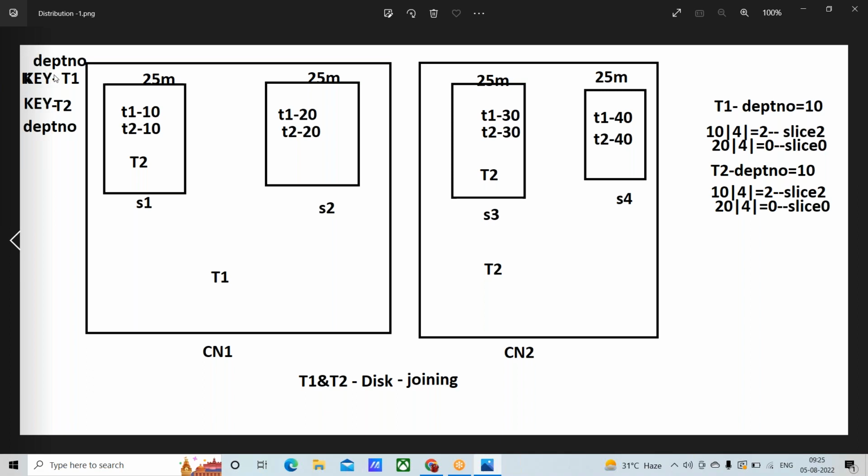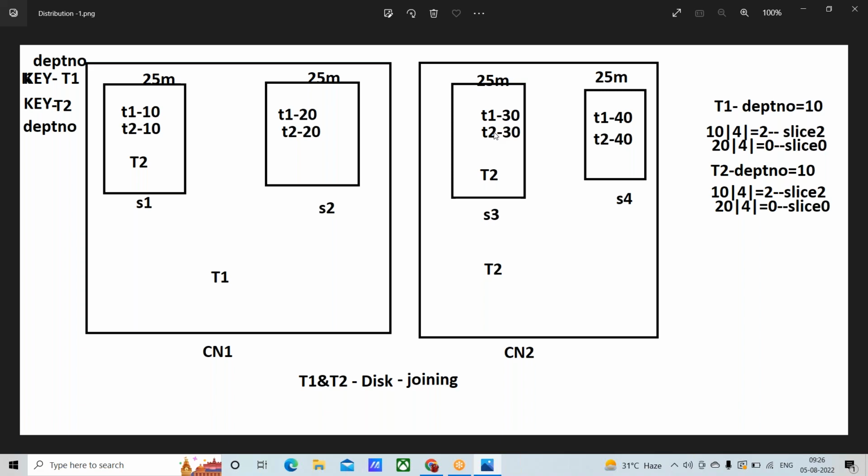Similarly, T1 means the employee table, and department number 20 from the employee table is going to slice 2. Then the same department number 20 from the department table, where T2 means the department table, will also go to the same slice, slice 2. And department number 30 from T1, the employee table, is going to slice 3, and from the department table also will go to slice 3. Why? We said that same values will go to the same slice, whether it's coming from the employee table, the department table, or any table, if that is the distribution key.